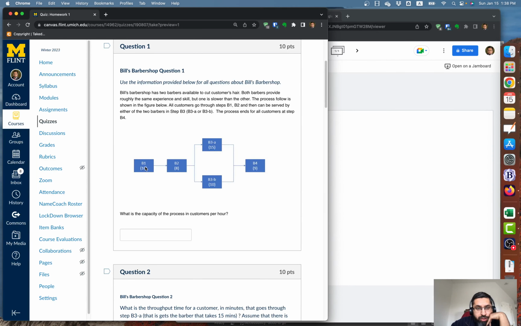So step B1 takes 10 minutes to process a customer. This is a barber shop. So B1, maybe there's somebody who greets the customer, gets their details, something like that. Step B2 takes 8 minutes to process a customer.